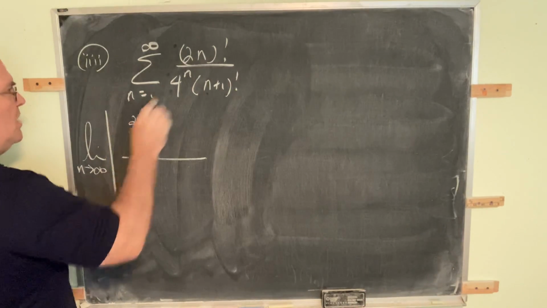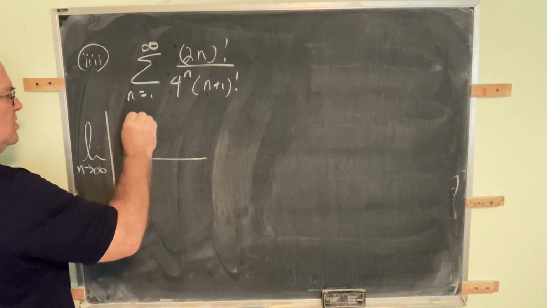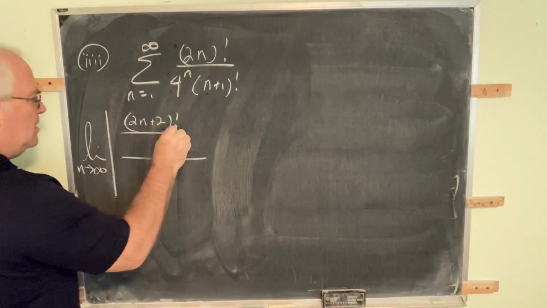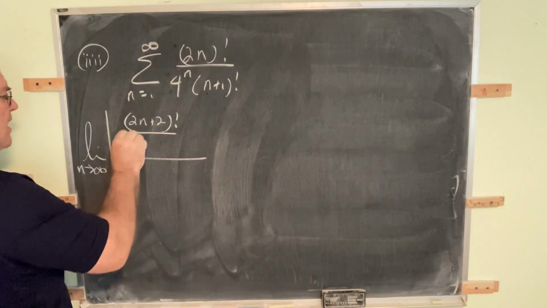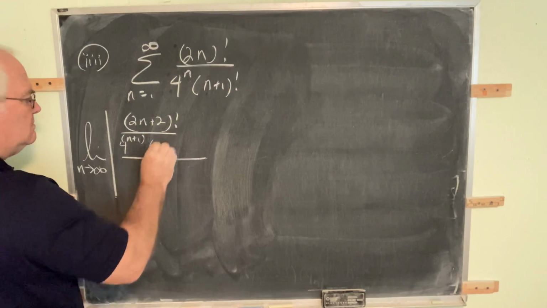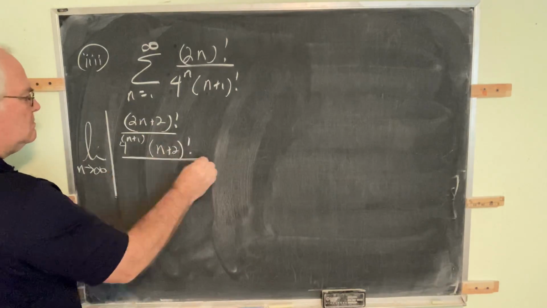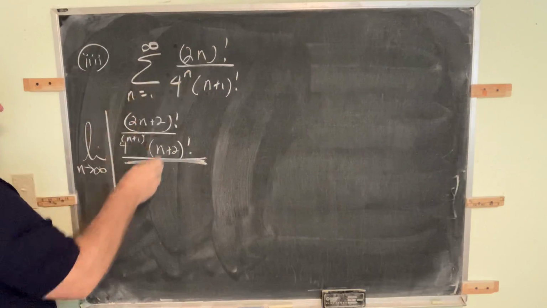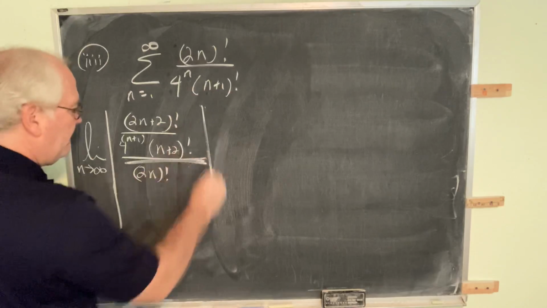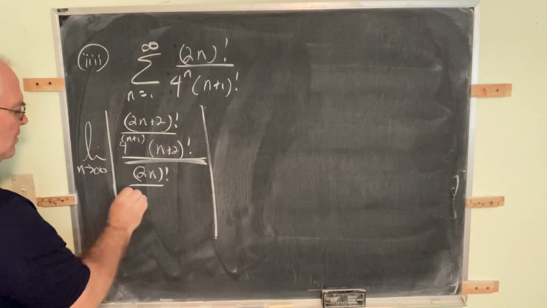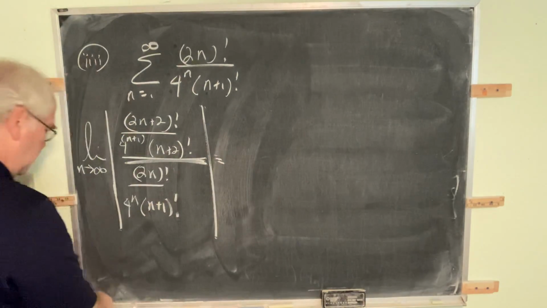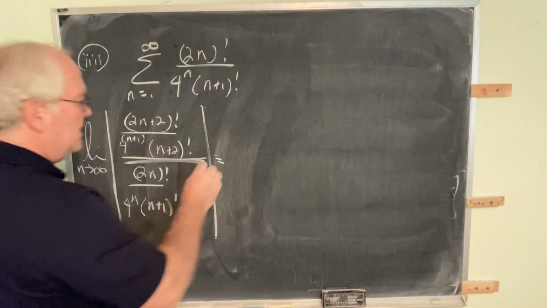The numerator is 2 times n plus 1, distribute the 2, so it's n plus 2 factorial. This becomes 4 to the n plus 1, n plus 1 plus 1, divided by, copy, paste, so this is 2n quantity factorial over 4 raised to the n plus 1 factorial. All right? So now let's see what we get out of that mess.